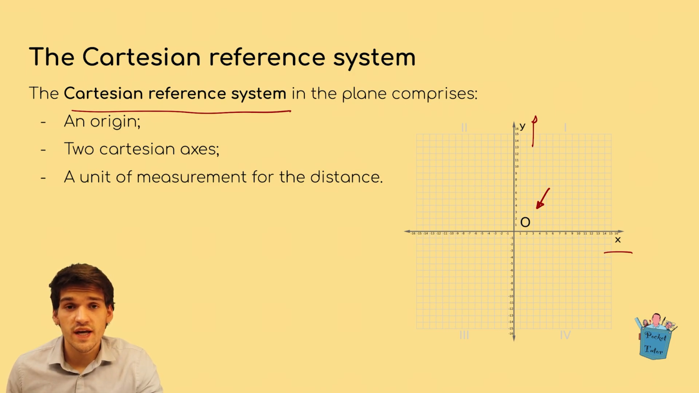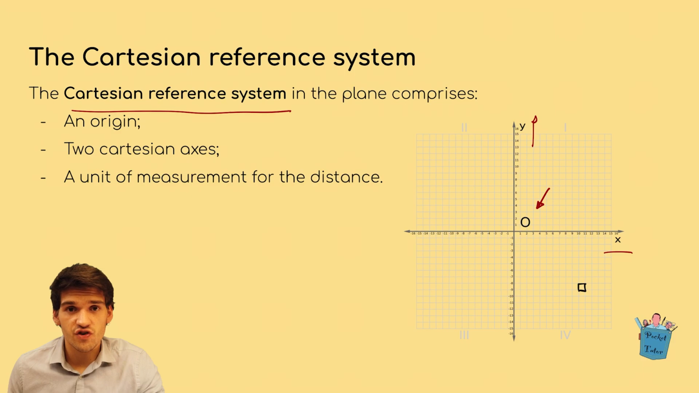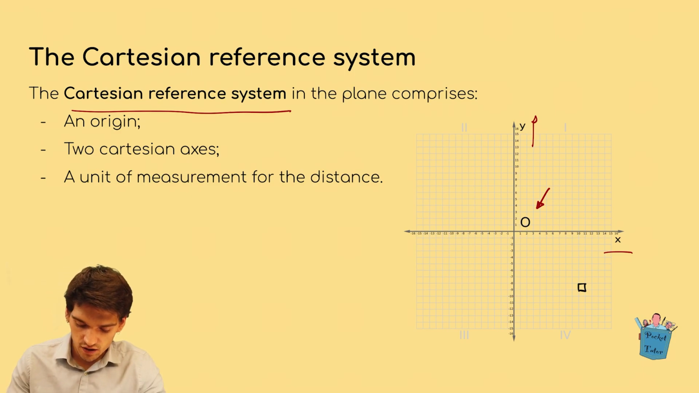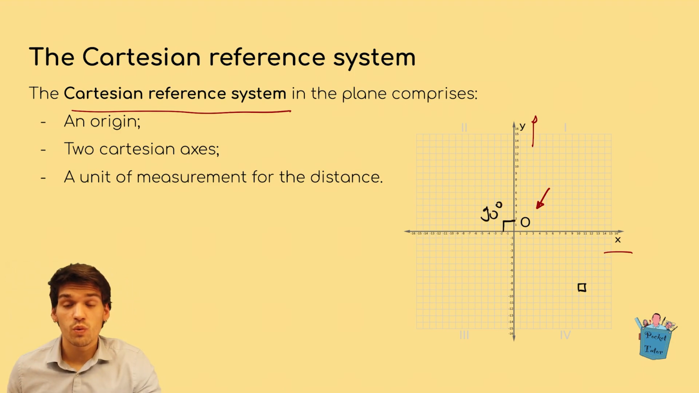In this case, we can select as unit of measurement in the plane this small square. So when we are describing the motion or positions on a plane, we will use a Cartesian reference system that needs 2 different axes, the x-axis and the y-axis, and they must be orthogonal between themselves. This means that the angle formed between the axes is 90 degrees. Then we will need an origin and a unit of measurement.